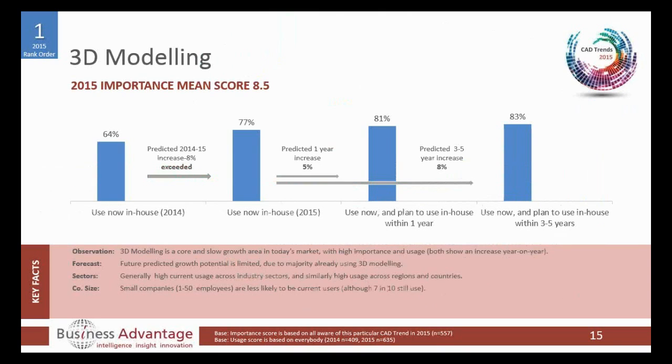This was ranked as highest in terms of importance. It was 8.5 out of 10. That's importance to the business. And just to give some explanation about the way that the data is presented on the next few slides.